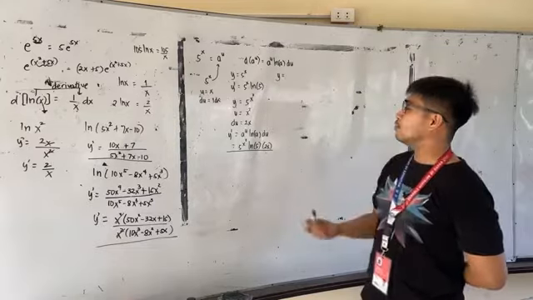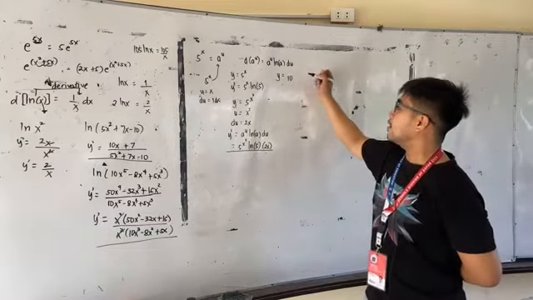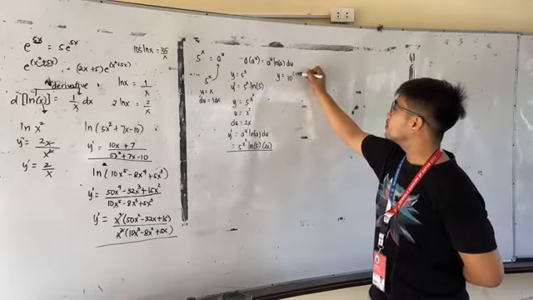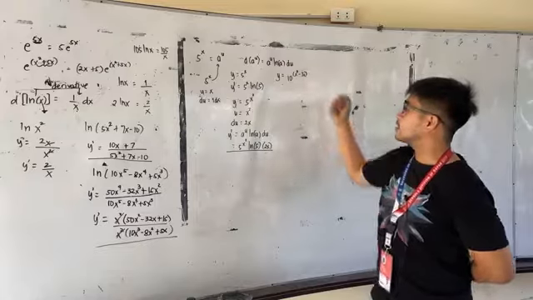Y is equal to 10 raised to x cubed minus 7x.